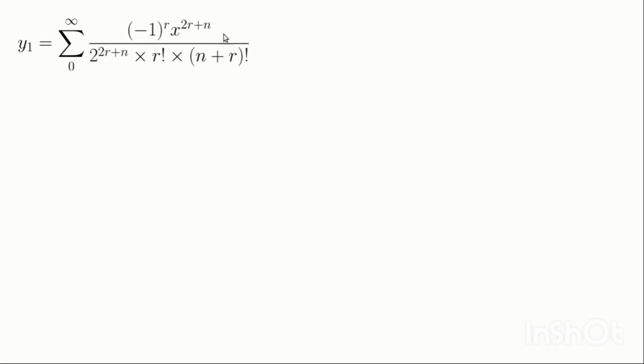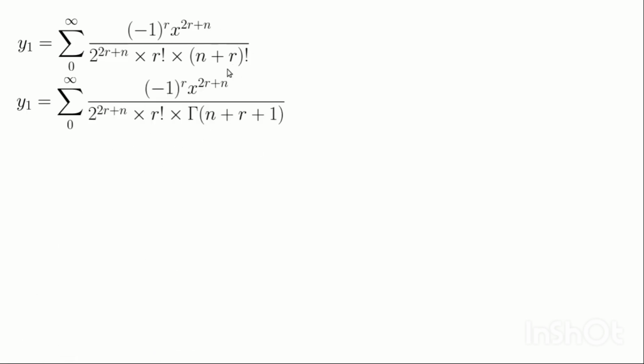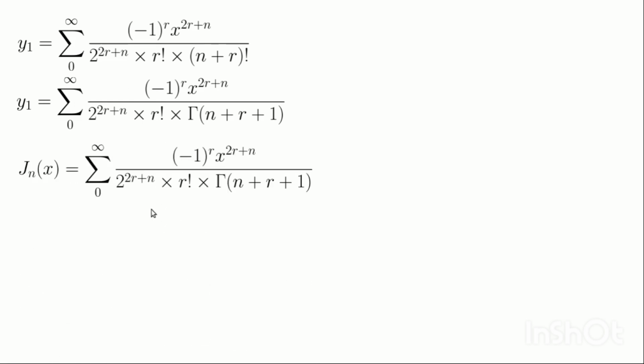So from this term, we can resimplify, and it can be represented as gamma n plus r plus 1, if you remember the gamma function. So at this point, we can say that this expansion is now the Bessel function, which is represented as J_n(x), which is this. Remember, if this is J_n, when n is plus n, we can rewrite this one in terms of J_(-n), which is the second solution to this expression.